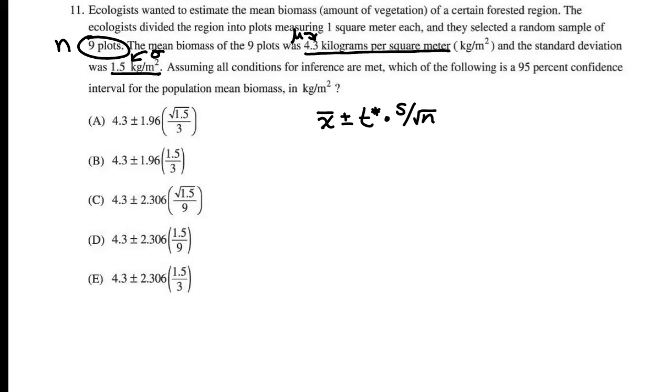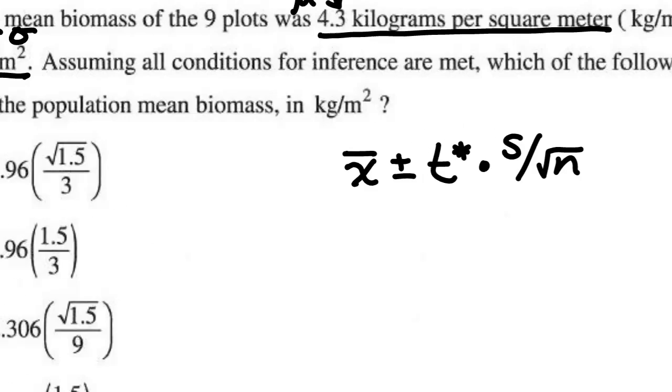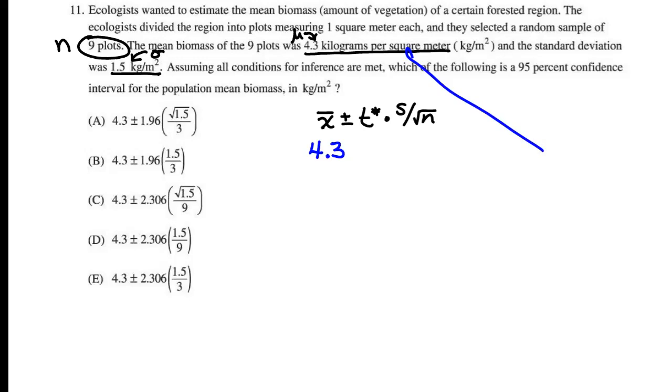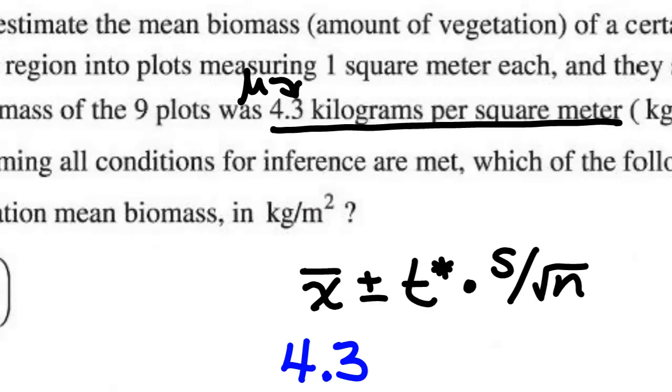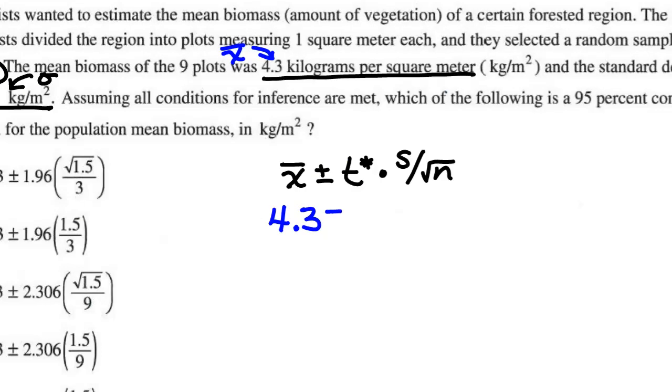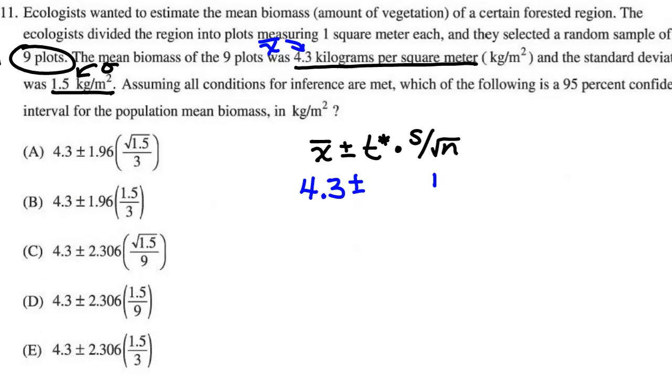The X bar, where did it go? 4.3. I lost it for a second. So I should label that, sorry, not as mu, but as X bar. Plus or minus, we're going to need T star. But then we have S, which is 1.5, over the square root of N, square root of 9.